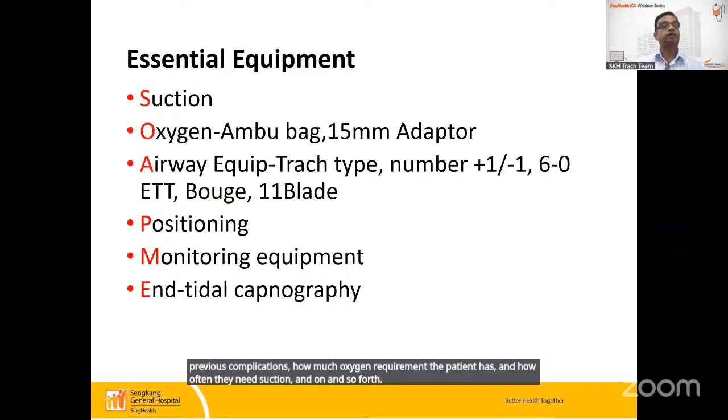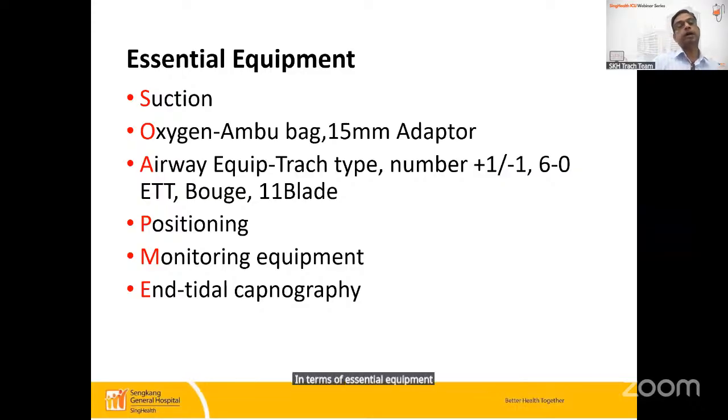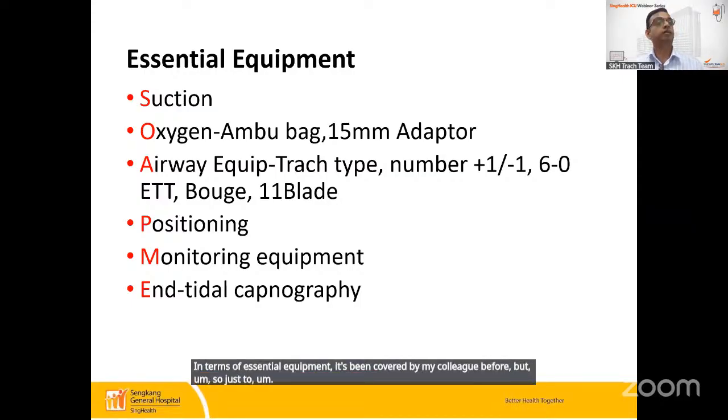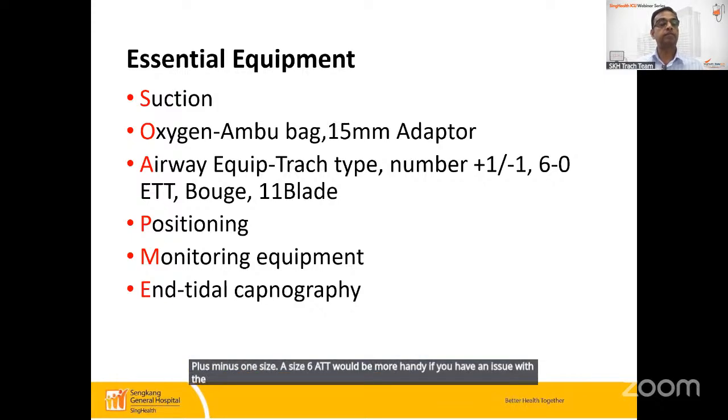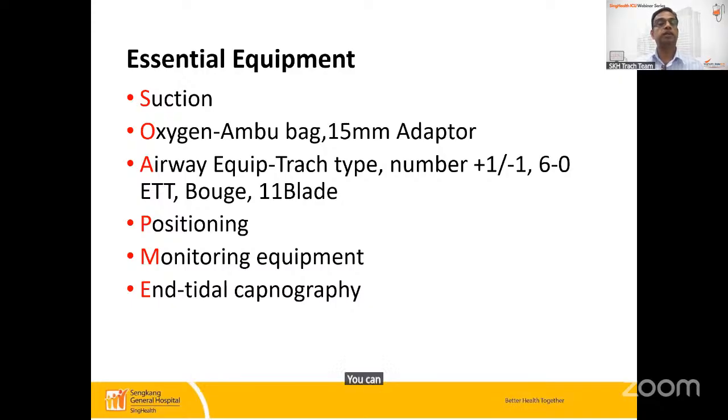In terms of essential equipment, it's been covered by my colleague before, but just to say that there should be suction nearby, an ambu bag, and tracheostomy tubes plus or minus one size. A size 6 ETT would be more handy if you have an issue with the tracheostomy tube size match. You can always put in a size 6 ETT in the stoma.